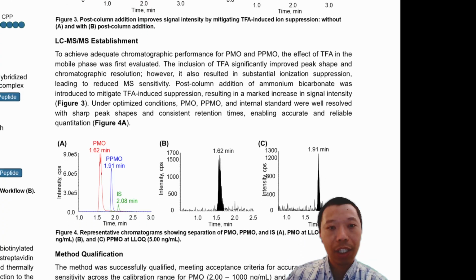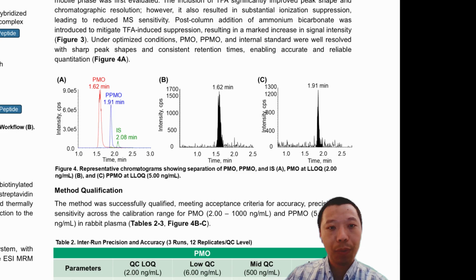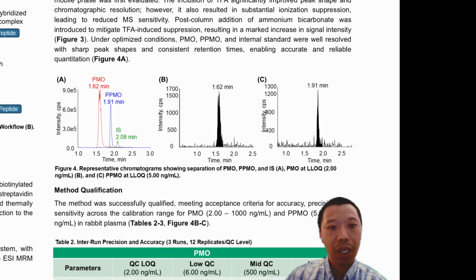Under optimized conditions, as shown in Figure 4, PMO, PPMO, and the internal standard were well resolved, with sharp peak profiles and consistent retention times. It is important to note that despite the positive charge introduced by the peptide conjugate, PPMO also showed a well-defined peak shape. This enables reliable detection and quantitation at low concentration levels.